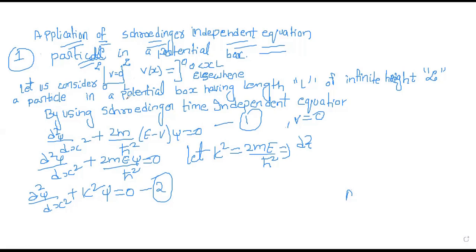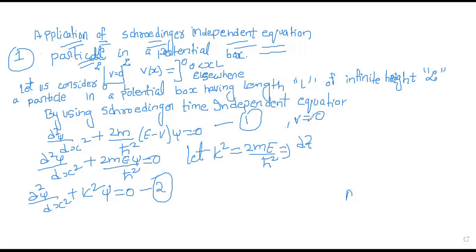So let us consider a particle in a potential box having length L and infinite height, that is infinity. By using the Schrodinger time independent equation, we'll calculate the energy of the particle. ∂²ψ/∂x² + (2m/ħ²)(E − V)ψ = 0. Now this will be equation number 1.